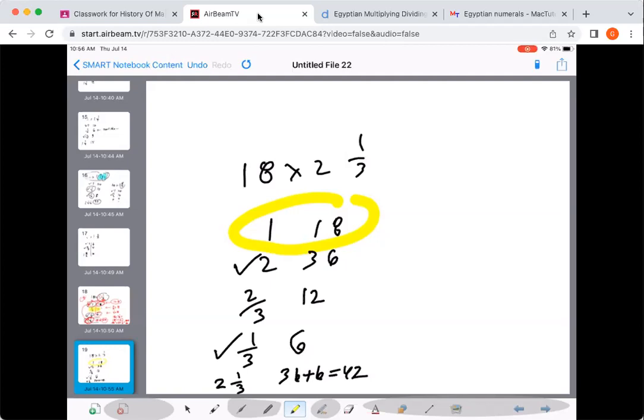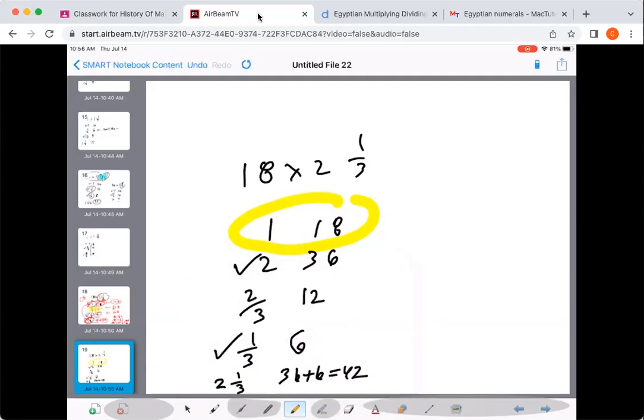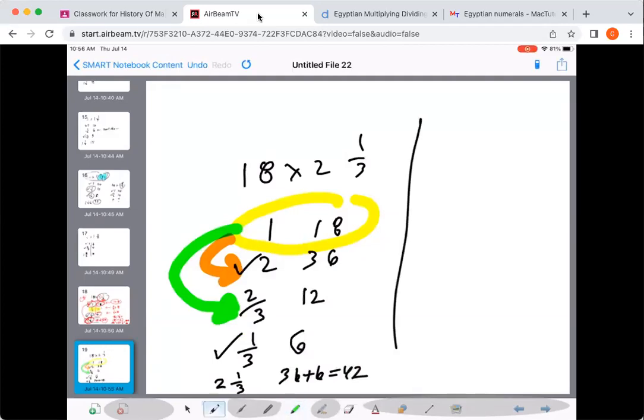I think of this as going from here to here, 1 to 2 doubles. But then when I started the fractions, I think of that as going back to the first row and taking 2/3 of each side. I noticed we're doing a lot of doubling and halving, right? So what if it was 18 times 5 and 1/3? I'm not going to multiply by 5, right? Because I can only double and halve.